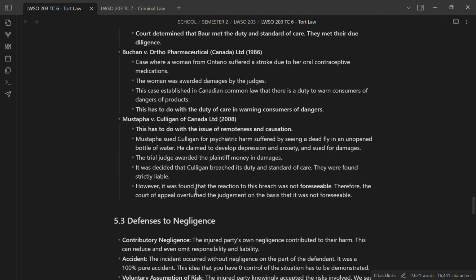The trial judge awarded the plaintiff money in damages, and it was decided that Culligan breached its duty and standard of care, and they were found strictly liable. However, it was found that the reaction to the breach was not foreseeable. Therefore, the Court of Appeal overturned the judgment on the basis that it was not foreseeable.